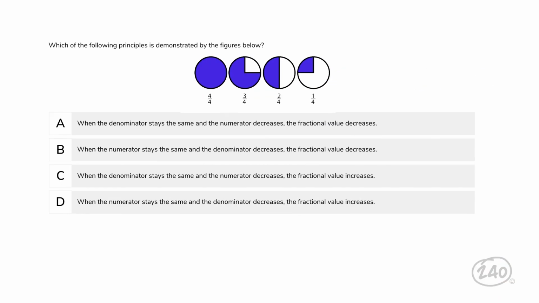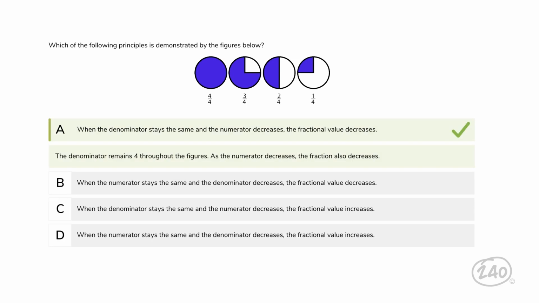What about a fractions question? Which of the following principles is demonstrated by the figures below? First thing to notice is that all of these figures have the same denominator, or the number on the bottom of the fraction. Looking at the shaded areas of each circle and the number they match up with, this is the best answer. The denominator remains 4 throughout the figures. As the numerator decreases, the fraction also decreases.